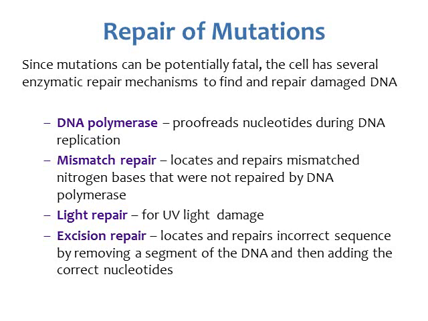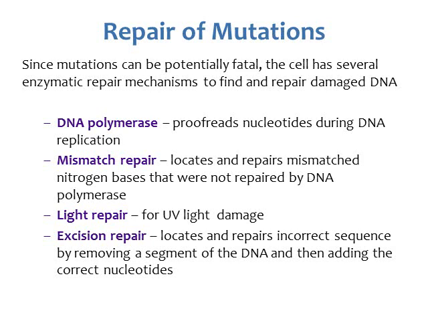So there's a DNA polymerase. There's a type of polymerase that proofreads nucleotides during DNA replication. So as you're replicating DNA, what we went over in the first part of this chapter, DNA polymerase is constantly proofreading and repairing damage that occurs. There's mismatch repair. These enzymes locate and repair mismatched nitrogen bases that were not repaired by the DNA polymerase. So this is another kind of checkpoint that can occur.